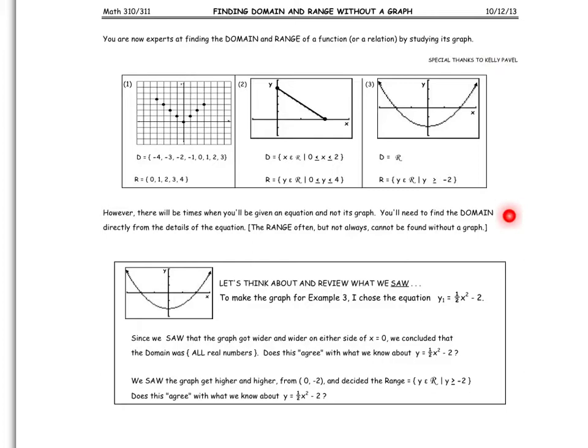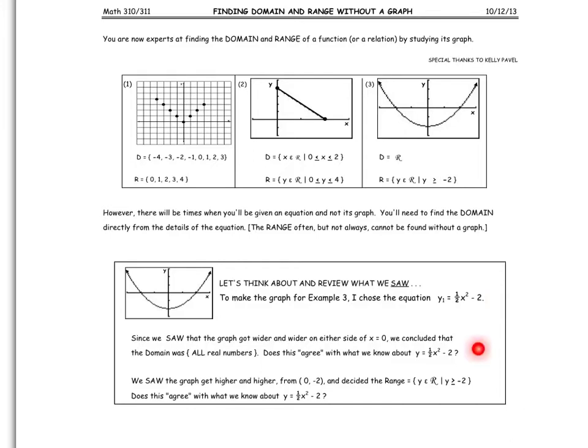You may very well be asked to find the domain and occasionally the range from looking at the equation and studying the equation, and not necessarily seeing the graph at all. Think about and review what we saw when we looked at example number 3. I chose the equation y1 equals 1/2 x squared minus 2, entered it into my calculator, hit zoom 6, and showed you what I got. You can confirm if you want that y1 equals 1/2 x squared minus 2 does give us this graph, although until we study polynomials in more detail, there's no reason why you should know how to find this equation yourself.